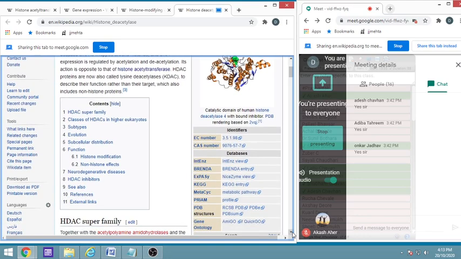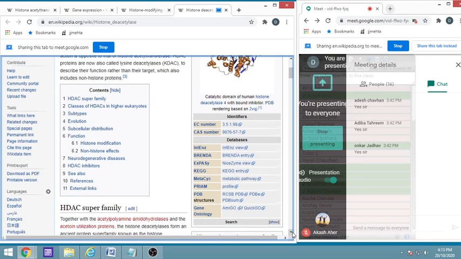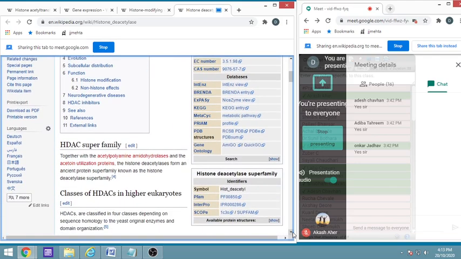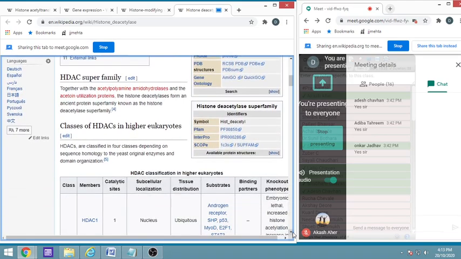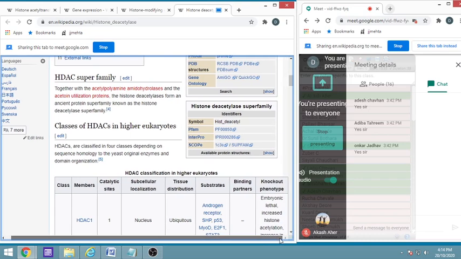They are also called KDACs, because we have given lysine the name K in the nomenclature. So HDACs are also called lysine deacetylases, because lysine is the only amino acid where this acetylation and deacetylation takes place. So these are the agents. There are a variety of families. We will not go into detail, but I just want to tell you their importance. There are 4 important classes depending on the amino acid sequence and the functions.